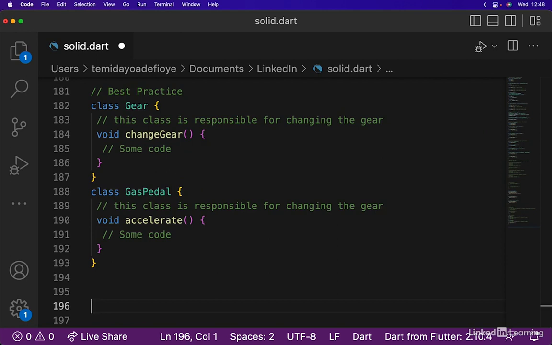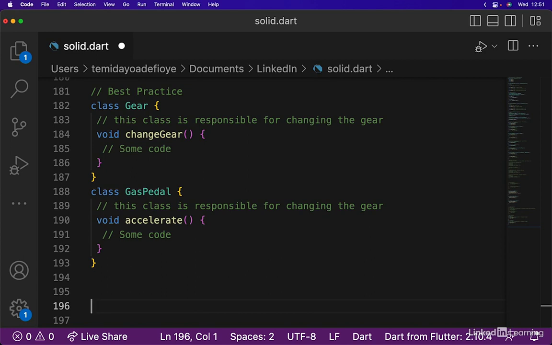We created a new class called gas pedal, which is in charge of car acceleration. As a result, the gear class can concentrate on the desired functionality. If you can think of more than one reason to change a class, it probably has several responsibilities. The class in the previous example was performing 2 unrelated functions.